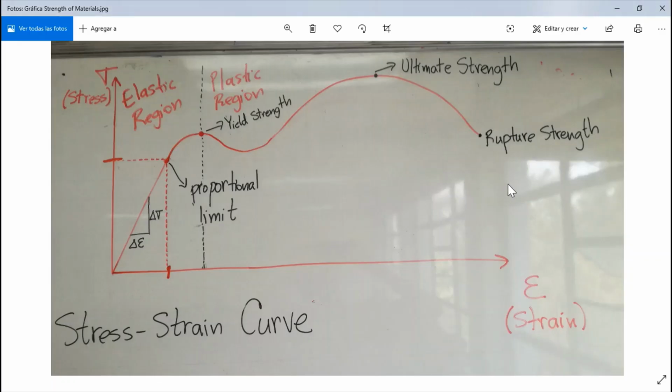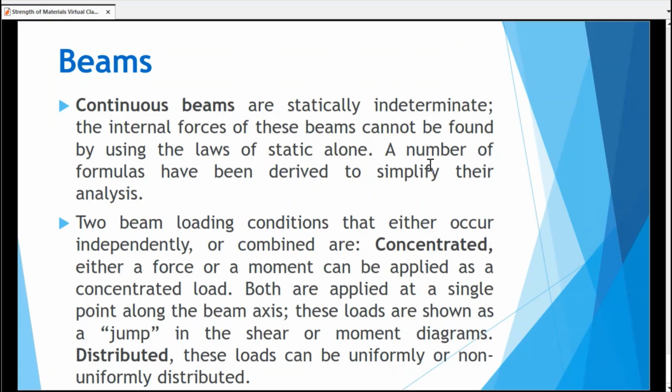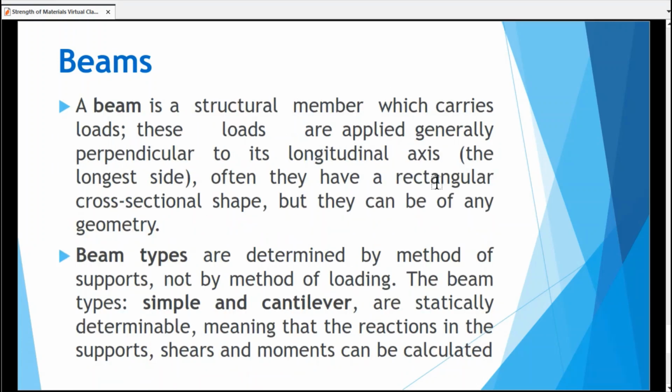So this is a curve that can help you to get the relationship there of the variables, and it is visually a little bit easier to understand the topic. Remember, if you don't understand the definitions, you can always go back to this graph, and this graph will be your reference. So let's continue. Now we have beams.